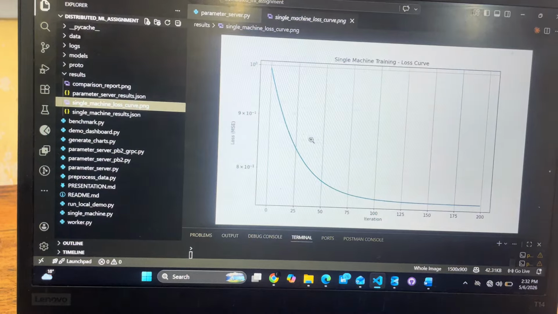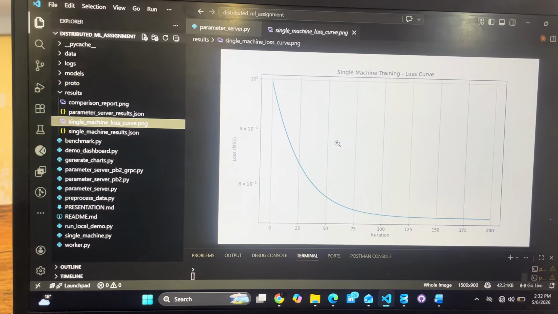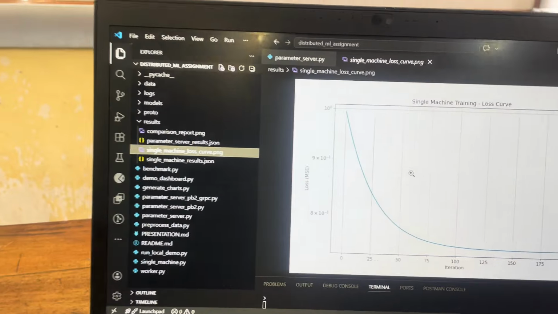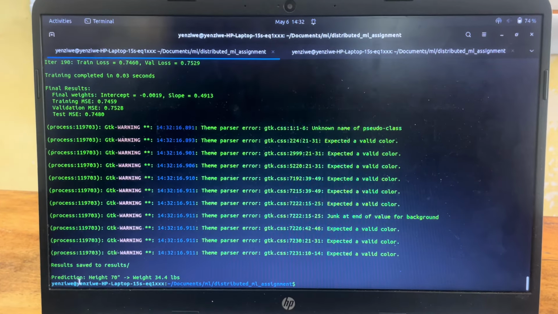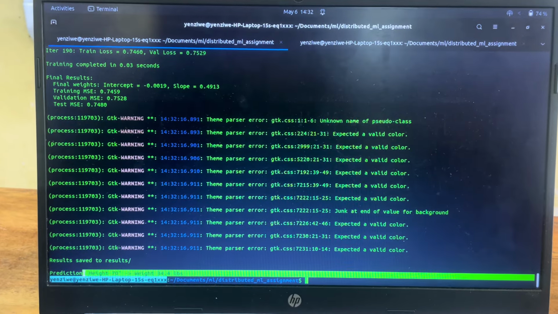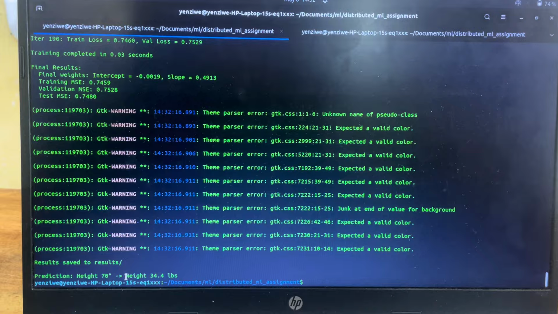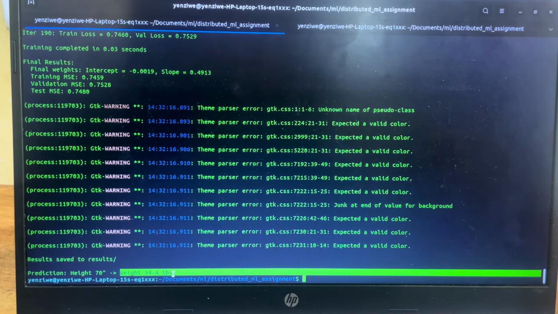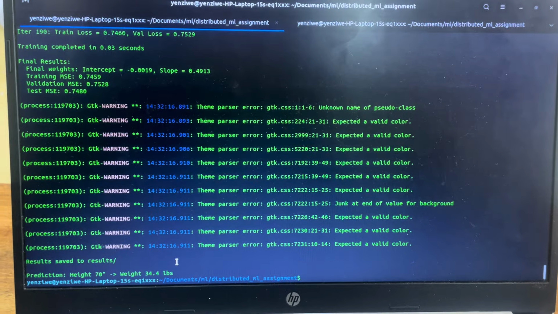For a single machine, here is the single machine loss training curve. The results are saved here across all platforms once it has been done. So these are the predictions. The prediction says that for a height of 70 inches, the weight would be approximately 34.4 pounds. We are using pounds and not kilograms.